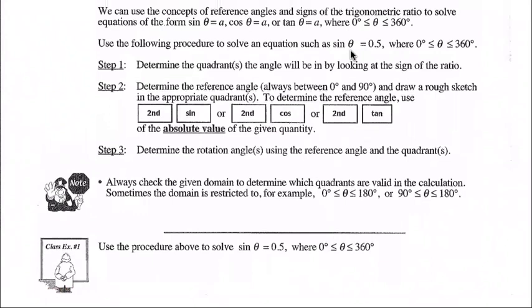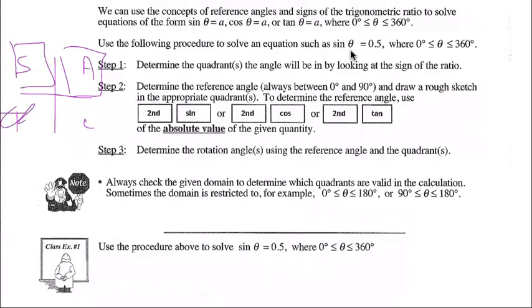First, determine the quadrants the angle will be in by looking at the sign of the ratio. Here, I know that this is positive. What quadrants are the values for sine positive? Quadrant 1 and quadrant 2. So we don't have to worry about quadrant 3 or quadrant 4 because the sign for those values would be negative. So we know we're going to have some kind of angle in quadrant 1 and some kind of angle in quadrant 2, and we just have to determine what those are.